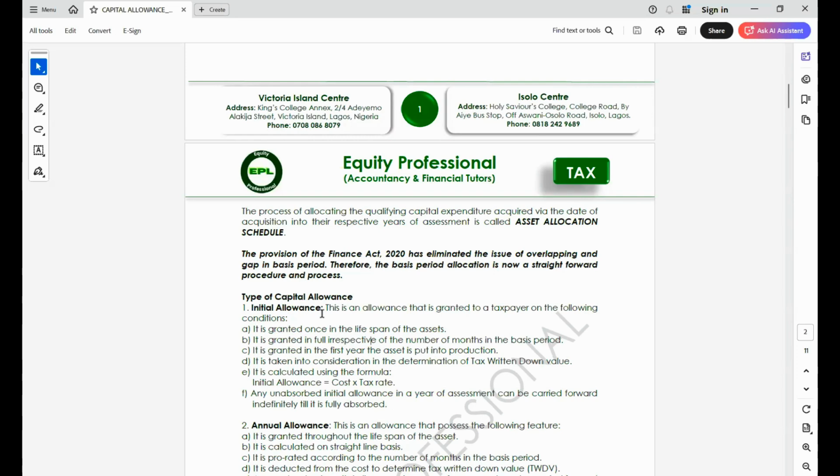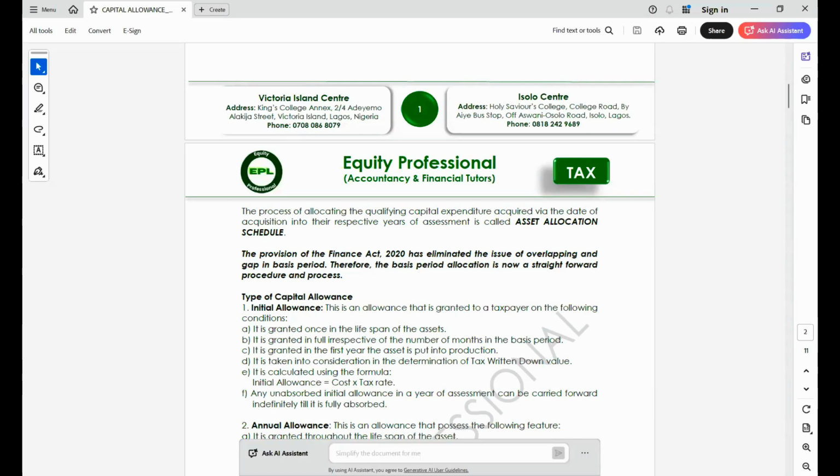It is granted in the first year the asset is put into production. So once you have determined that this asset is going to come in for capital allowance in, say, the 2020 year of assessment, the first category of capital allowance you are going to claim will be the initial allowance. Then it is taken into consideration to determine the tax written down value.